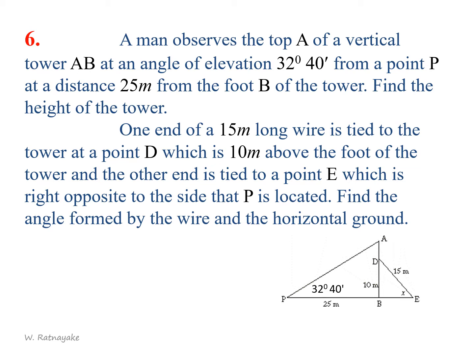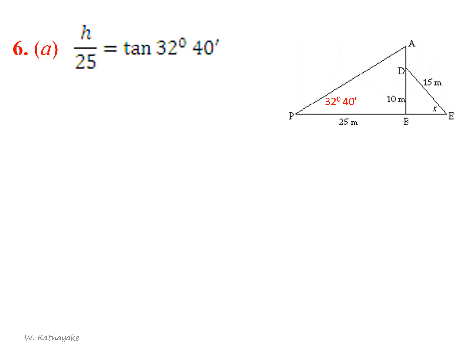So we have to find the trigonometric ratio which contains the opposite side and the adjacent side of a right angle triangle. So it is tan. So we can form an equation like this: opposite side divided by adjacent side, h divided by 25 is equal to tan 32 degrees and 40 minutes.